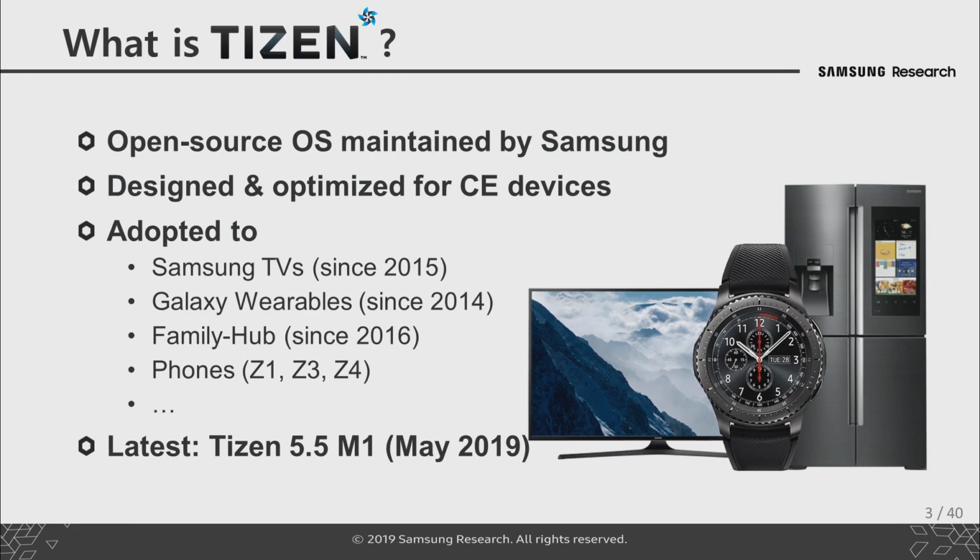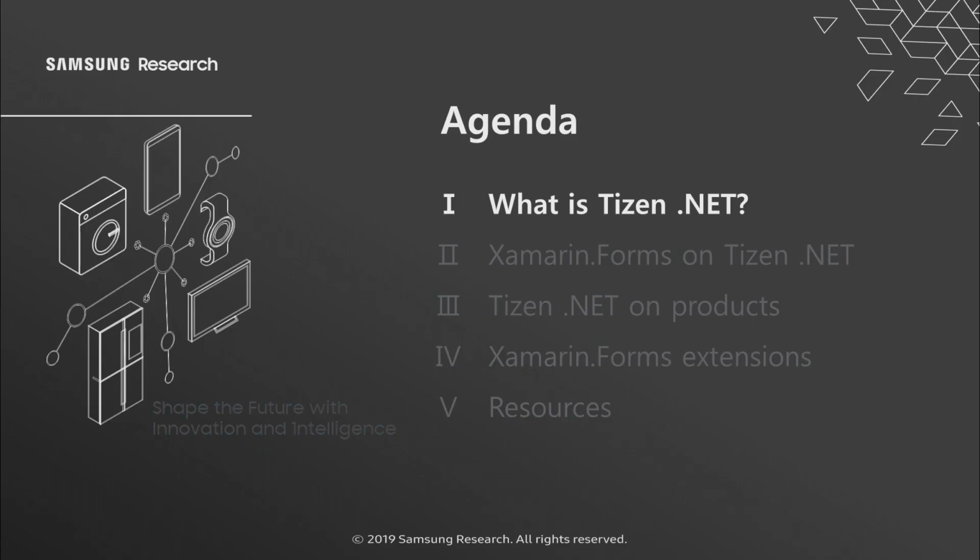That Milestone 1 refers to the first beta version of 5.5, and that was released in May 2019. And just for some more information, Tizen.net is supported from Tizen 4.0. So I guess now we are all ready to start with the first agenda item.